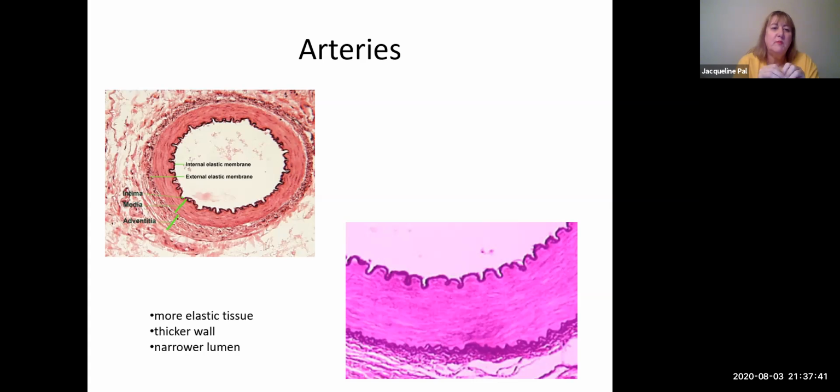When we're comparing arteries to veins, remember that arteries have that internal and external elastic lamina, which you can clearly see in the upper left and the bottom right as these dark purple layers, with lots of smooth muscle between the two. Arteries are going to have the elastic tissue. They're going to have the thicker wall because they have more muscle in their wall. And they actually have a smaller diameter lumen than their companion veins.